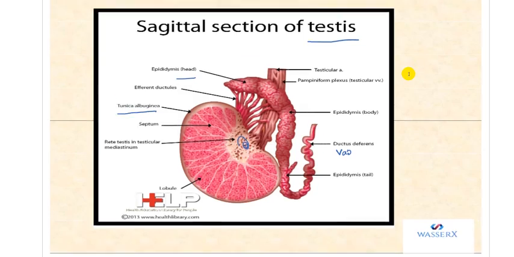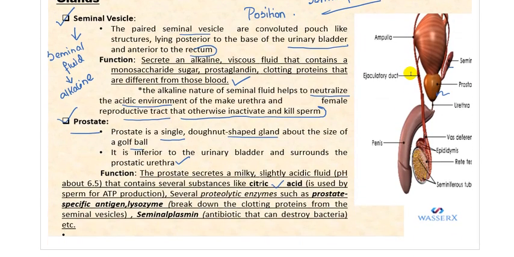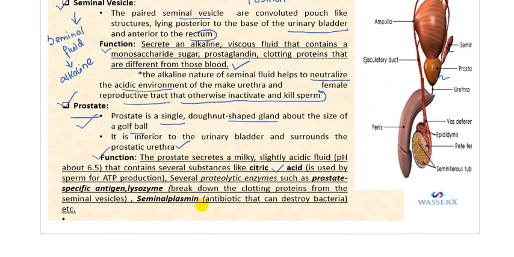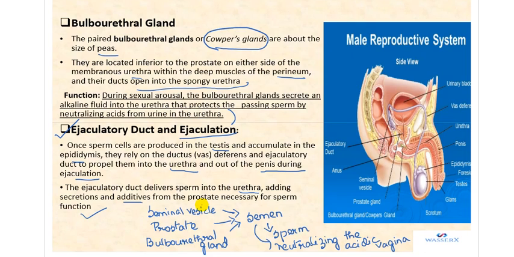The sagittal section, the accessory glands, that is the seminal vesicle and the function of the vesicle. Then there is the prostate and its function. It contains the seminalplasmin, an antibiotic that can destroy bacteria, etc. Right? Very important thing. Then there is the bulbourethral gland, and here is a diagram. Side view, again the male reproductive system diagram I have given. The scrotum, the ejaculatory duct, the anus, everything is very clear in this diagram, right?